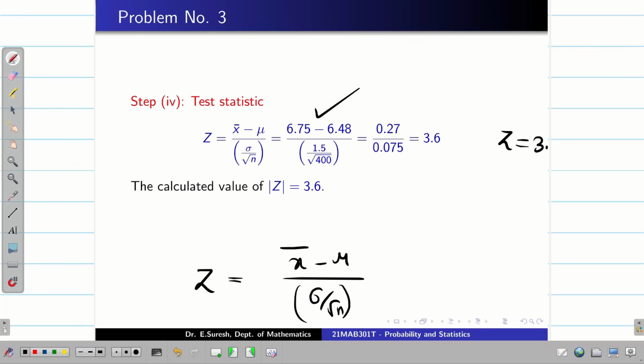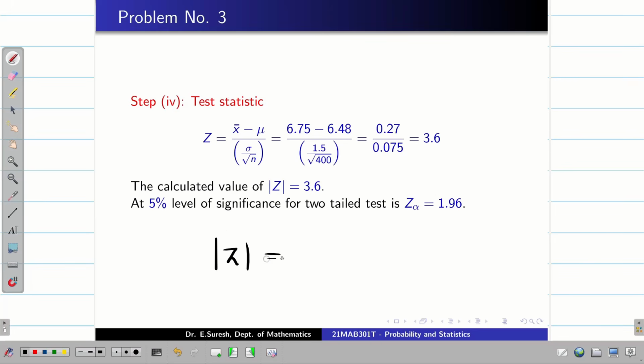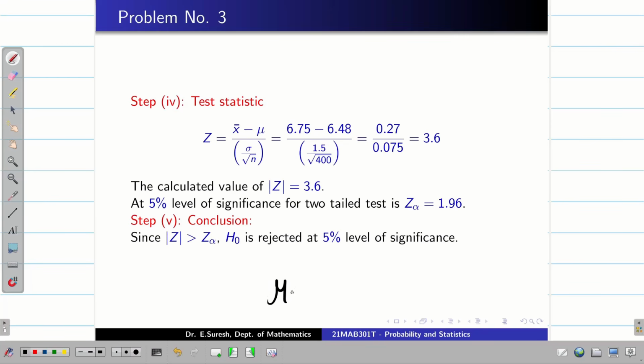Z is equal to 3.6. Always we take mod Z. So mod Z is equal to 3.6. Now my mod Z value is 3.6. Z alpha value is 1.96. Mod Z is greater than Z alpha value. The conclusion, we say H naught is rejected. Therefore, mu, the population mean, is not going to be 6.48. Next, let us do one more problem of this kind.